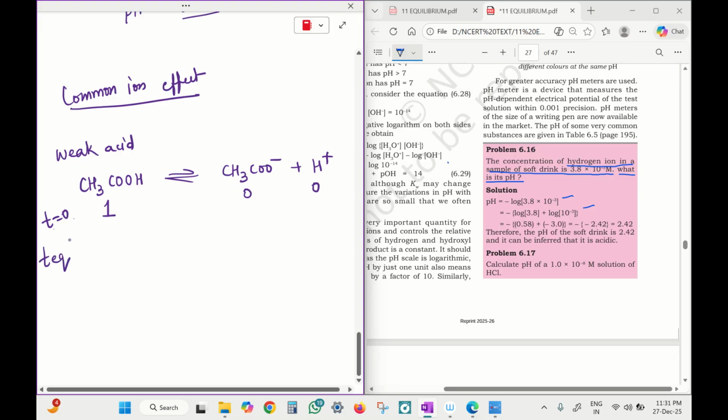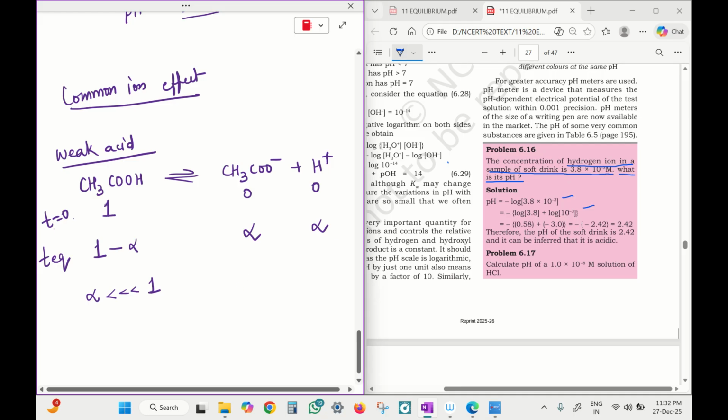After the setting up of the equilibrium, since it is a weak electrolyte, we'll assume that out of 1 mole, alpha mole is dissociating, wherein alpha value is very, very small compared to 1. Why? Because it is a weak acid. So 1 minus alpha is the left out acetic acid. We can assume that alpha has undergone dissociation. So if alpha has undergone dissociation, you should be getting alpha moles of acetate and alpha moles of H plus.